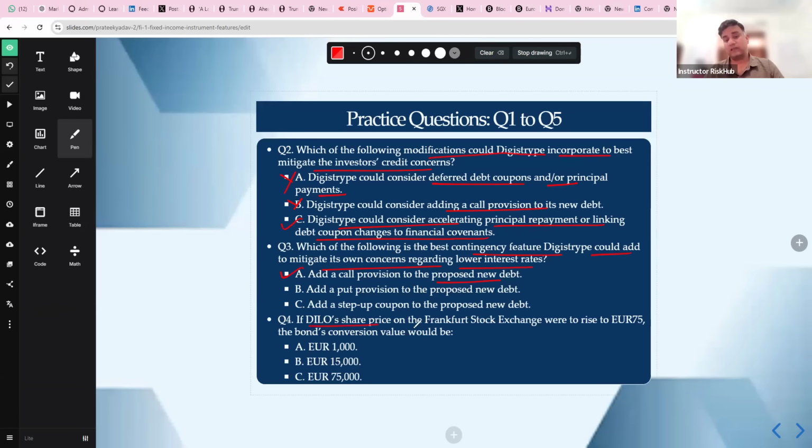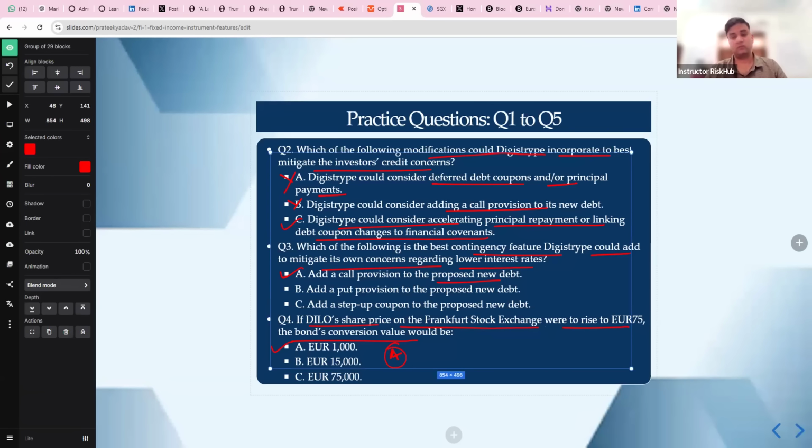If Delo's share price on the Frankfurt Stock Exchange were to rise to euro 75, the bond conversion value would be what, right? Understand, the conversion value is basically the par value, right? Conversion value is the par value. So the answer here is A, right? So the answer here is A. Conversion value is nothing but the par value. Okay. So we have done this.